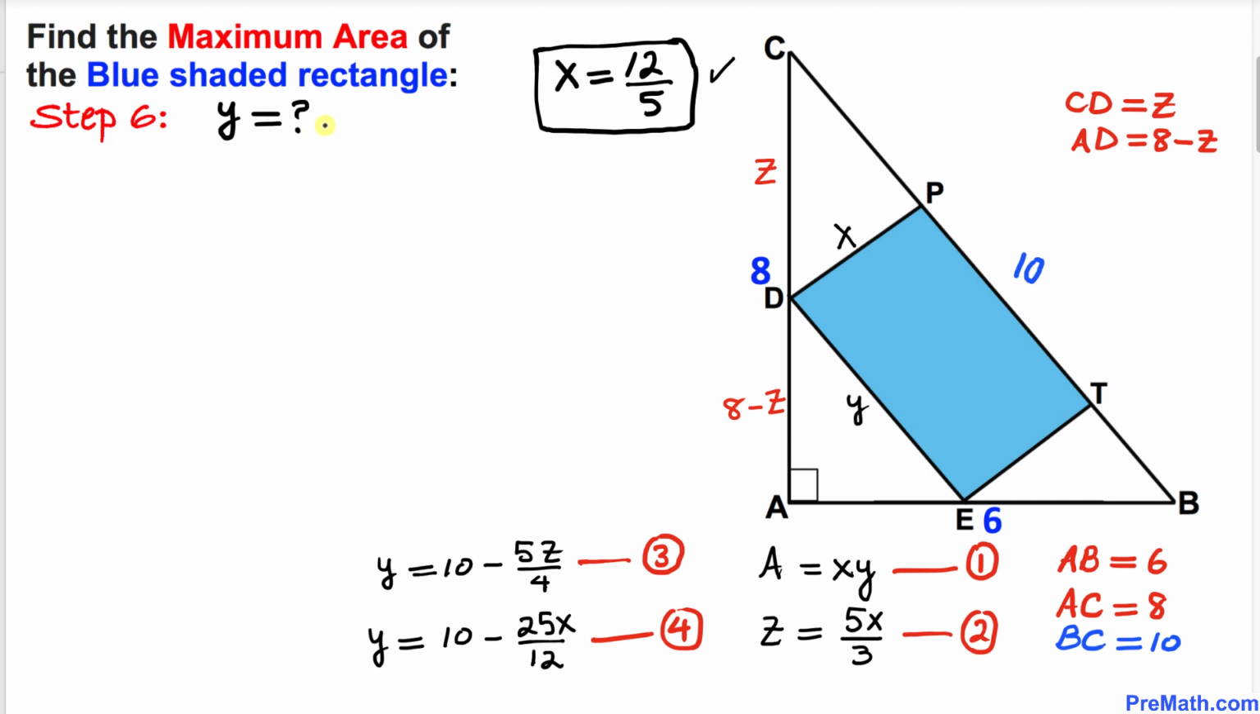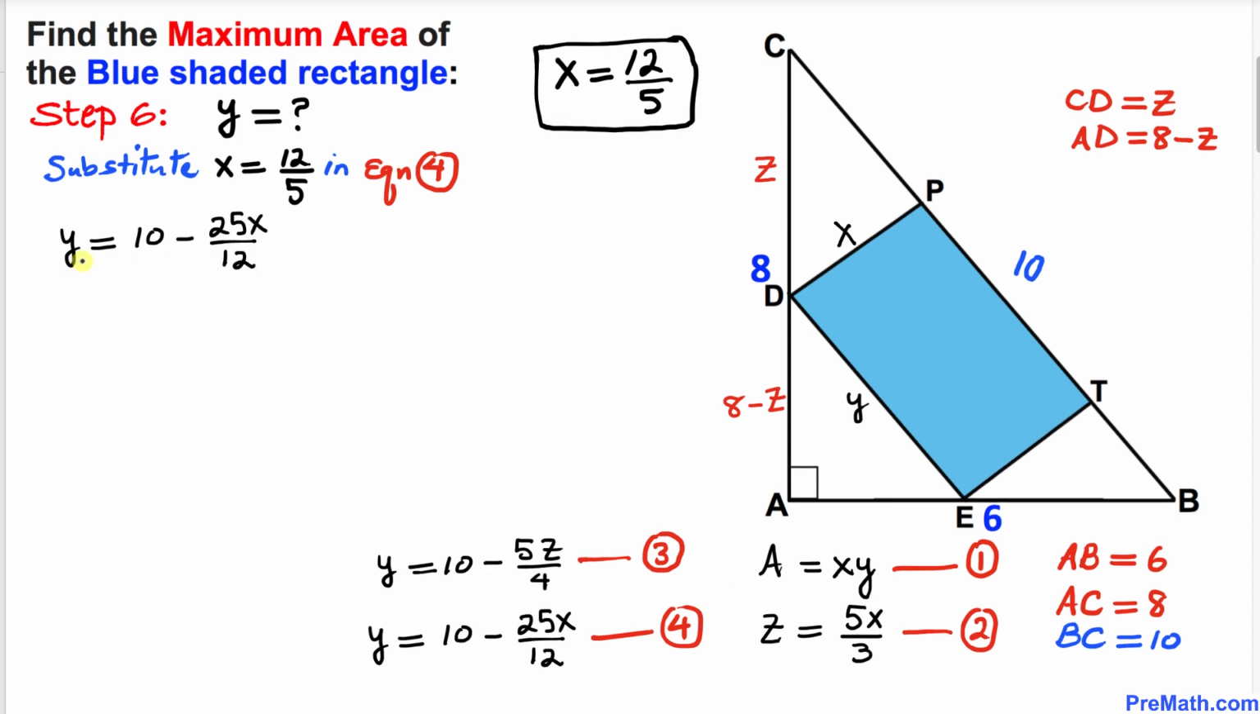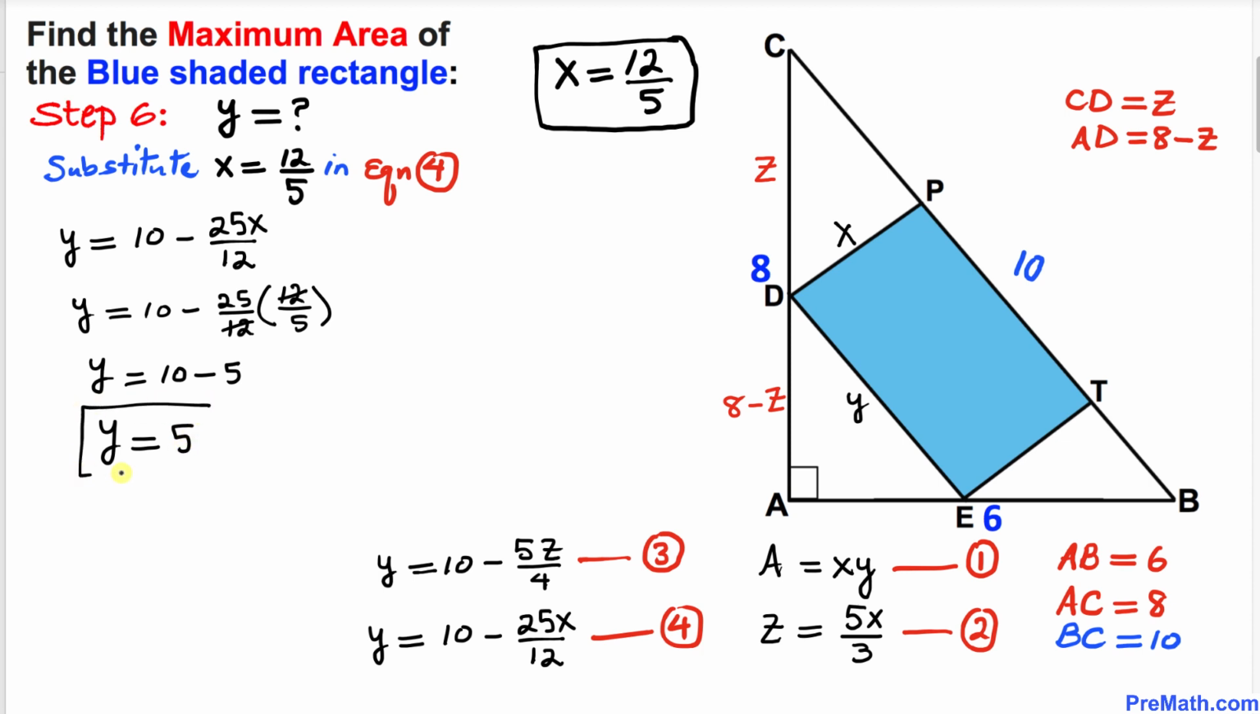And now let's calculate the y value. Now let's substitute this x value, which is 12 over 5, in this equation 4. And here's our equation 4. Let's replace x by 12 over 5. So y equals 10 minus 25 over 12, and let's replace x by 12 divided by 5. So that means y value turns out to be simply 5.